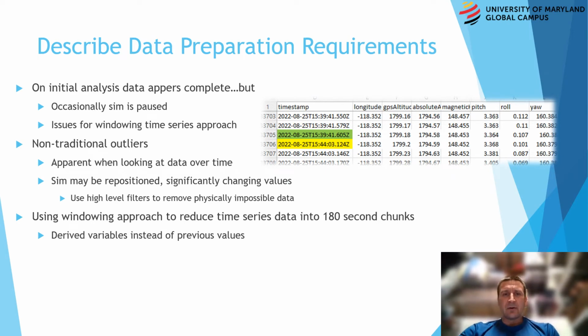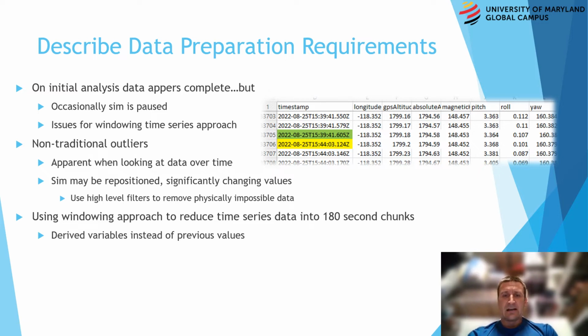For the data prep requirements here, you can see that I just took a snippet of the data. When you initially look at the data, it looks complete and like there's no missing values in there, but because it's time series data, you really have to be careful and look at it. There are a few gaps. So if you look here, you can see that basically it jumps from 1539 to 1544. It does that quite a few times where it's jumping, and what I think is happening is they're pausing the sim in between certain events, talking about it, and then continuing.